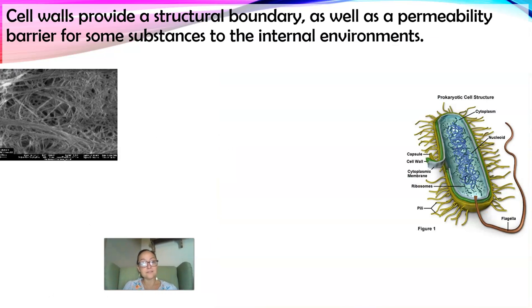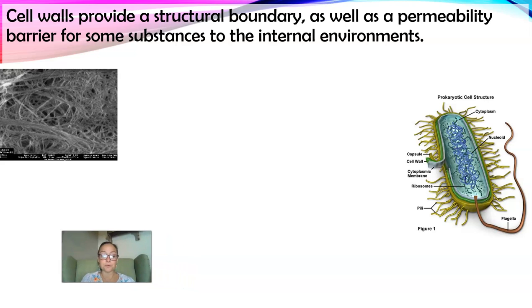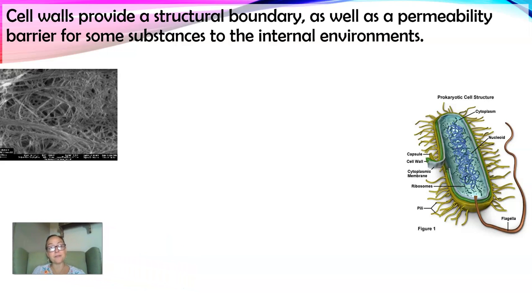Now, cell walls provide a structural boundary as well as a permeability barrier for some substances to the internal environments of a cell. So over here on the left, this gray picture is an electron micrograph of cellulose, of the cell wall of a plant. You can see how water and other molecules can still move through that. It's not like a brick wall.